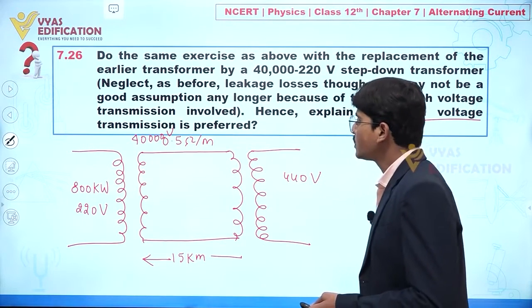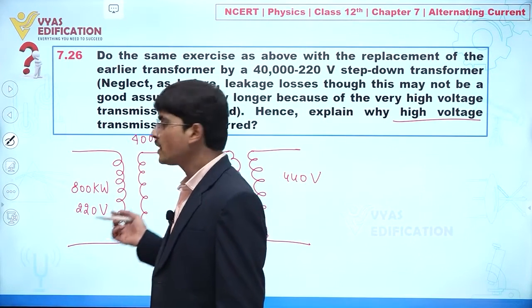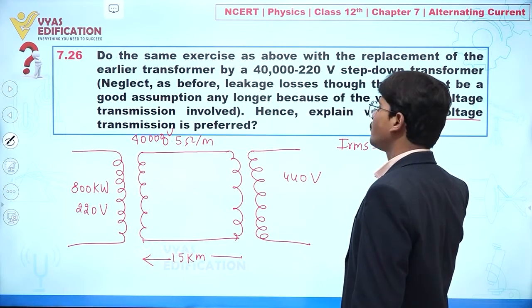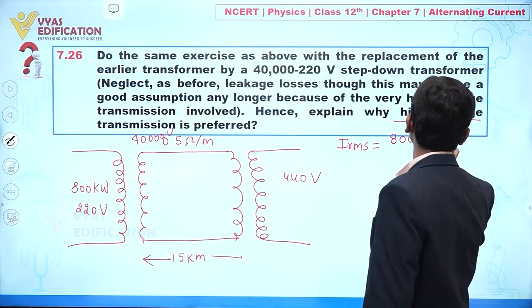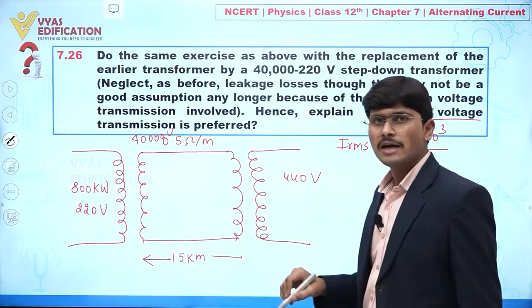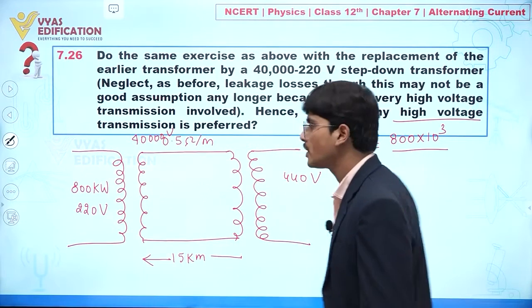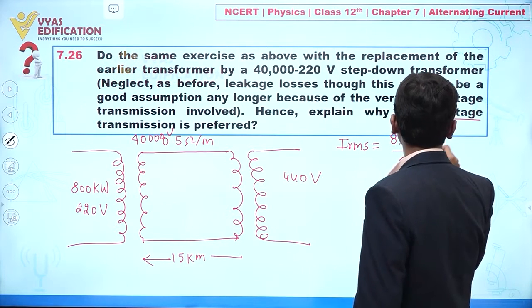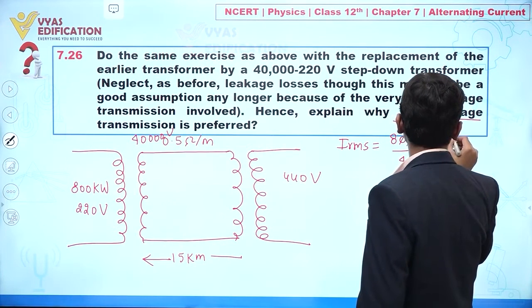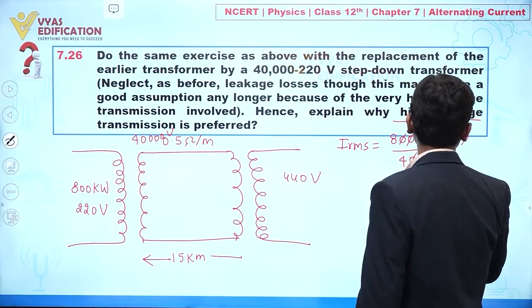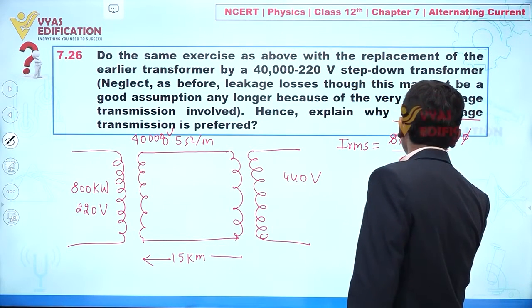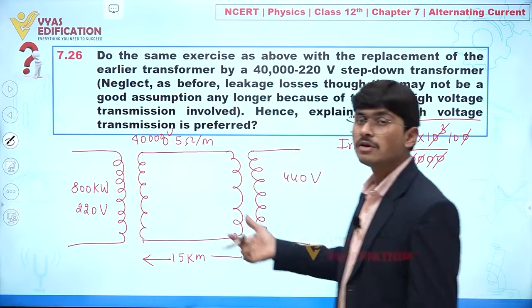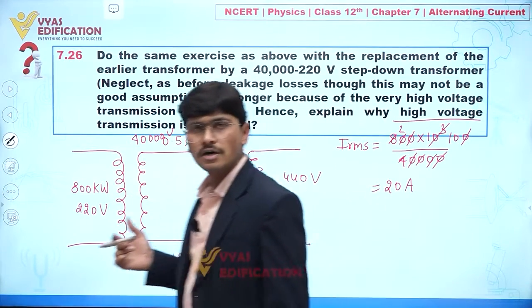So now let us try to understand. First of all, can we find the total current flowing? Yes, we can write I RMS. It is given by the power output, 800 multiplied by 10 to the power 3, divided by the potential, which is 40,000. So this is 100, and this one is cancelled out. So we get I RMS as 20 ampere, because with a potential difference of 40,000 volt we get a current of only 20 ampere.